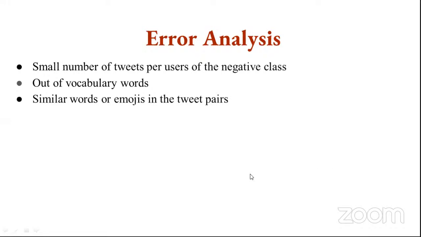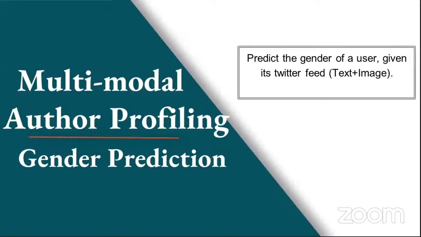So we did an error analysis. Basically, the first error is because we have a very limited number of tweets per user, so it is very difficult to understand the style of an author based on this limited number of tweets. We also have a small number of tweets per user in the negative class. Another error is out of vocabulary words. Many words are not in the dictionary, so it is very difficult to get the embeddings of many words because there are several out of vocabulary words. Another is similar words and emojis in the tweet pairs. Many tweets are very similar in nature and they are also short, so many words are similar across multiple tweets.